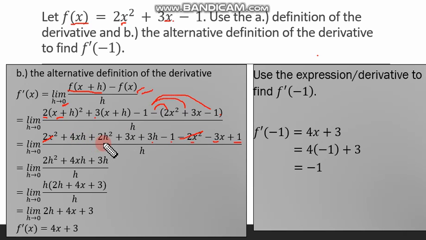2h squared, no partner. 3x minus 3x is 0. 3h, no partner. And negative 1 plus 1 is 0.